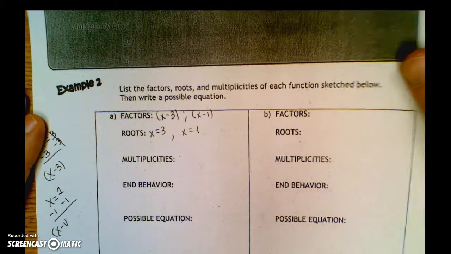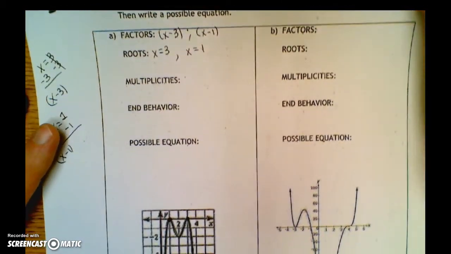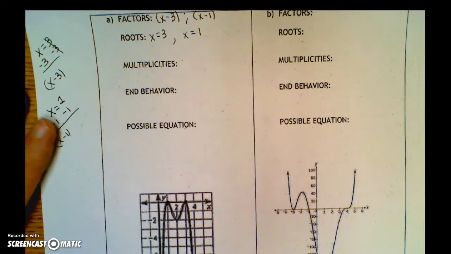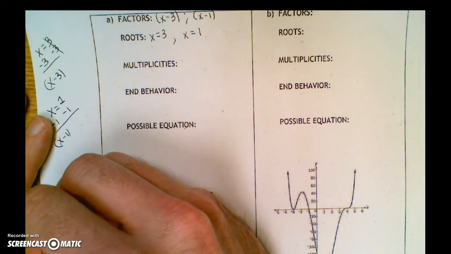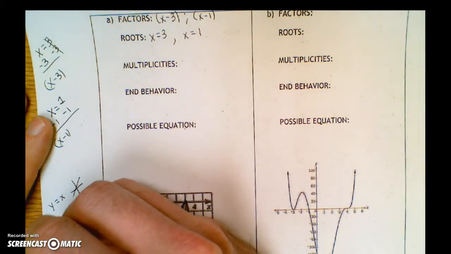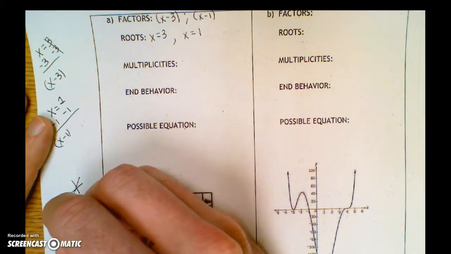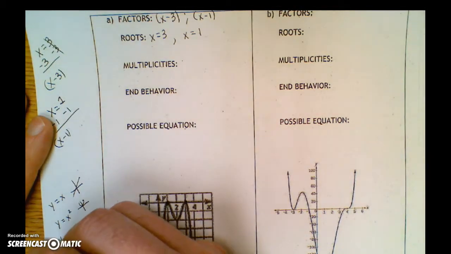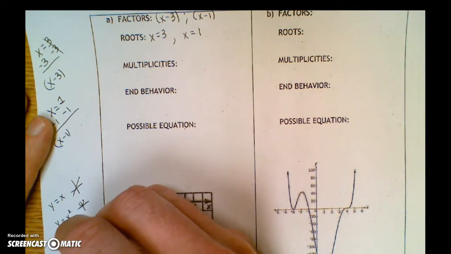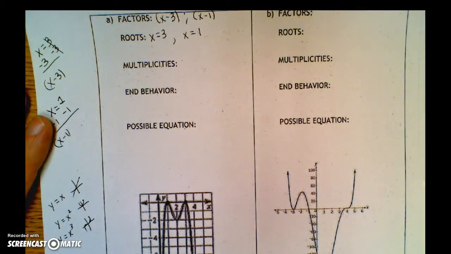Multiplicity is what's happening to the graph at the root. So if we look at these roots, they're bouncing off the x-axis when they get to those x-intercepts. So think back to our parent functions. For y equals x, our graph was a linear. For y equals x squared, our graph was a quadratic, so that was the U shape. And for y equals x to the third, a cubic, our graph was that snake or swivel at the root.